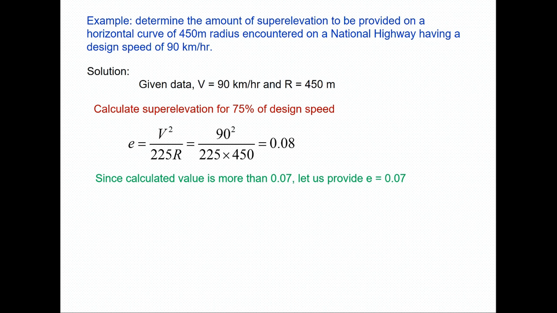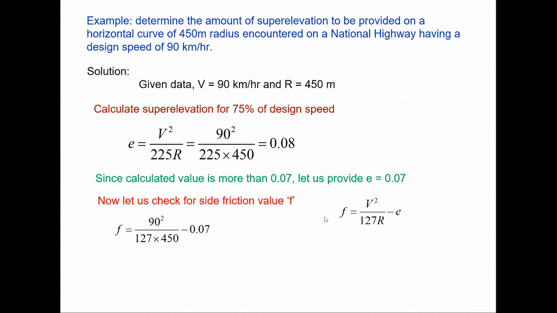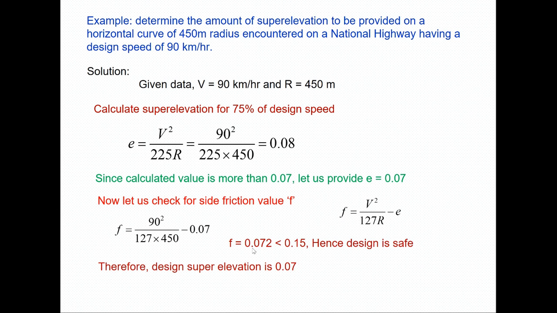Now with this value of E, we check for the side friction value. F is equal to V square upon 127 R minus E, and if you put the value of V as 90 km/h, E as 0.07, and radius 450, it gives you 0.072. Now this value is less than 0.15 and therefore the design is safe. Therefore we provide superelevation equal to 0.07.